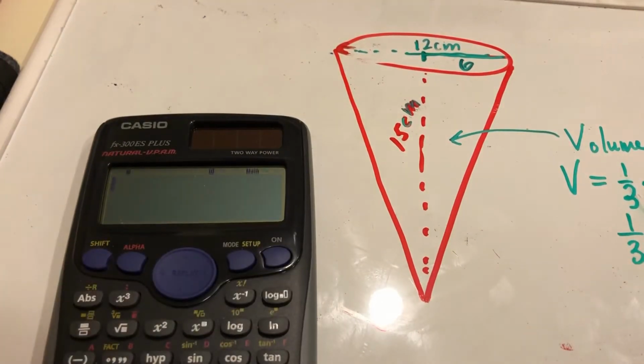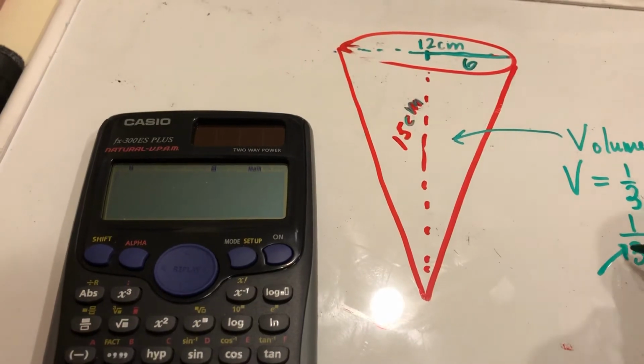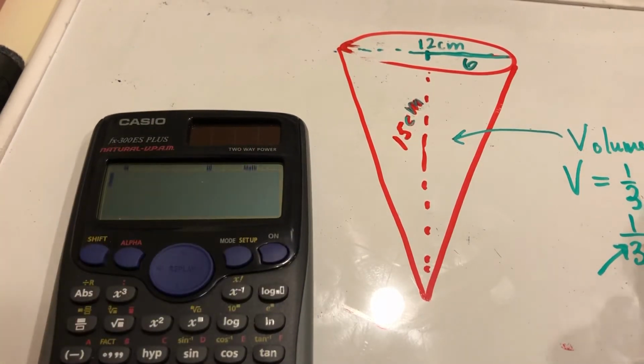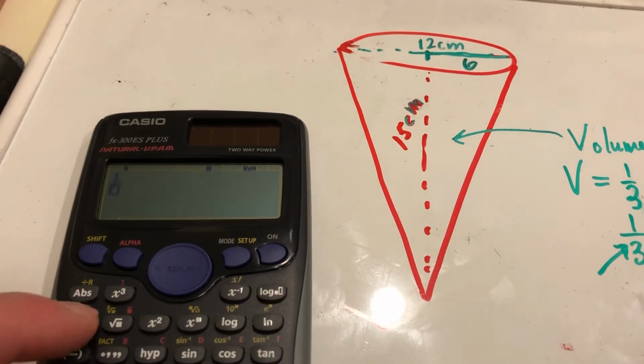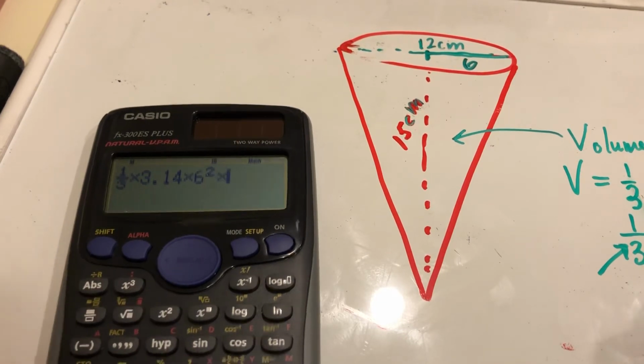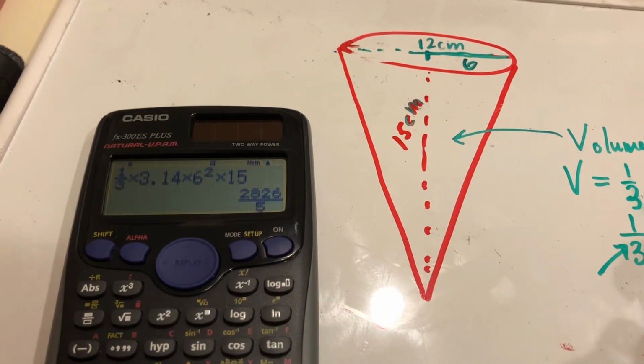So here we go. If you don't have a calculator that'll do that, you just do 1 divided by 3. Hit enter, you'll get that. Or just do 1 divided by 3 times 3.14 times 6 squared times 15, and you'll be fine. It'll work. You'll get the same as me. Times 3.14 times 6 squared, or 6 times 6, times 15 equals 565.2.